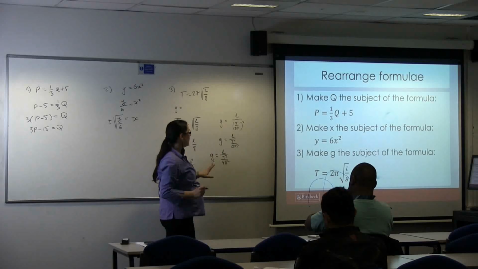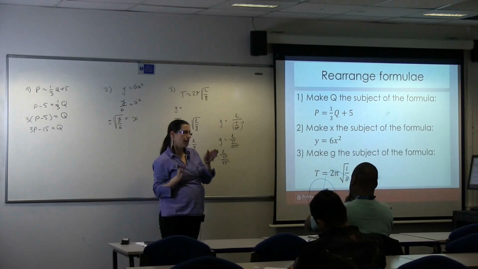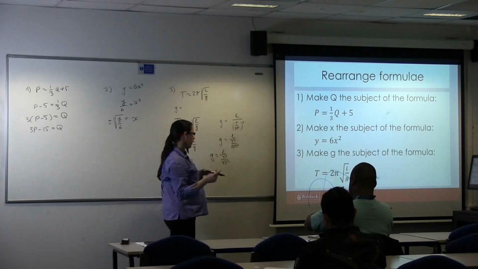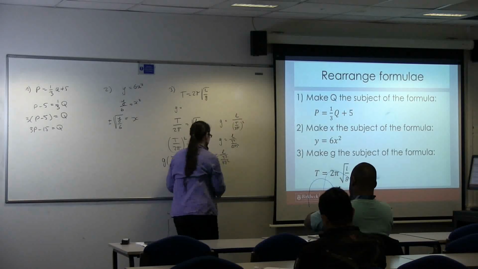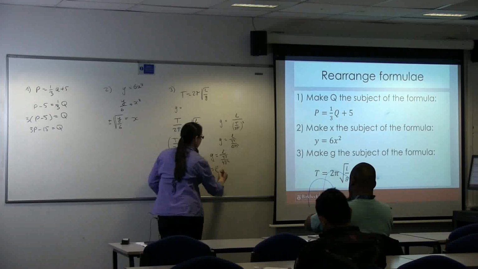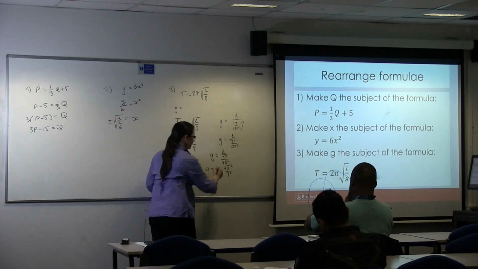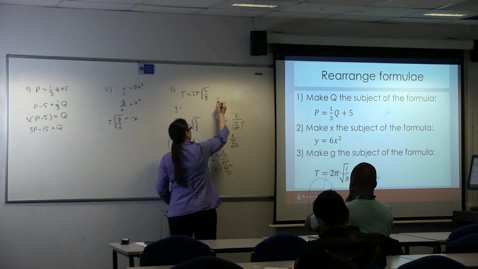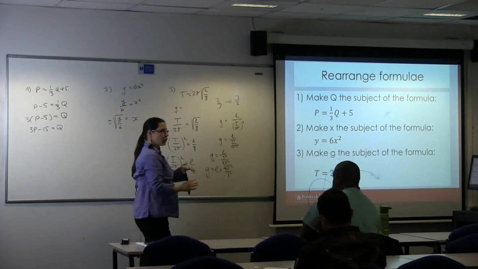And now what I remember is that when I need to divide a number by a fraction, that's the same as multiplying by the reciprocal of the fraction. So basically, that G is equal to L times 4 pi squared over T squared. And remember the reciprocal, 2/3 reciprocal is 3 over 2. So you just flip the fraction upside down.